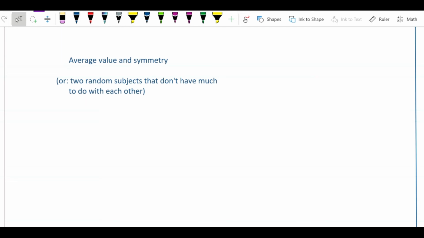Hi everyone. We're going to talk a little bit about two subjects that at first don't look like they have much to do with each other. These are the subjects of average value and symmetry. Before we can talk about those, I need to just explain one point that you may have seen from an earlier Calculus 1 course.